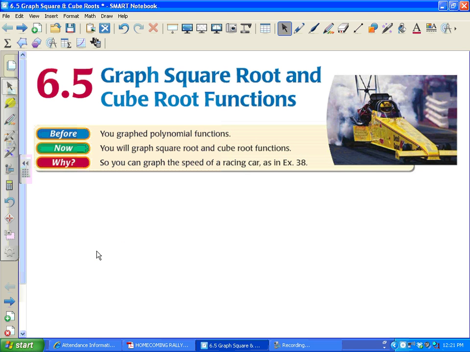We are closing out chapter 6 today. We're going to end it by graphing. Hopefully at this point you have a pretty good idea of how exponents work, specifically fractional exponents, radicals. We're going to look at two specifics today. That's just how you graph square roots and cube roots.